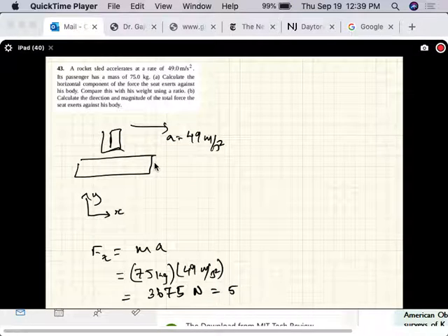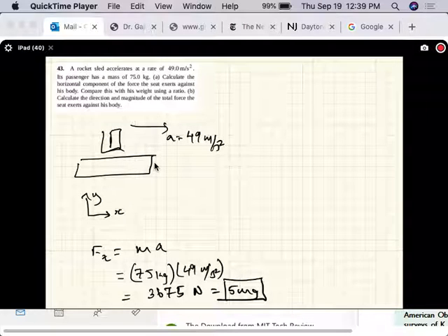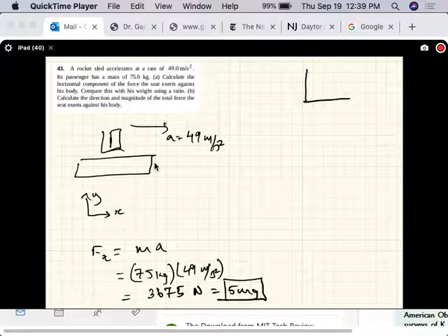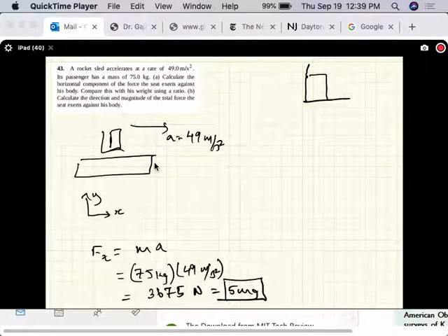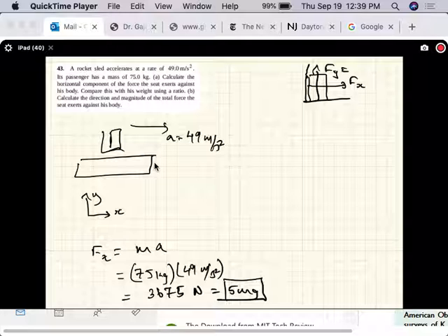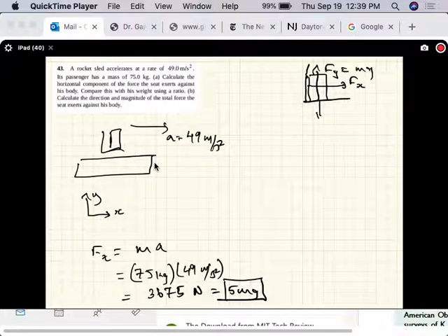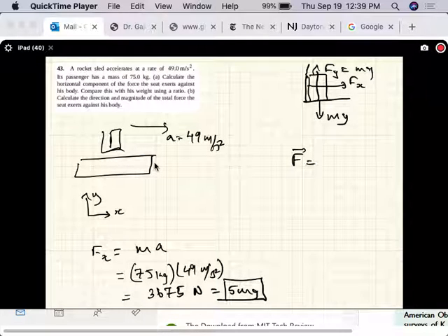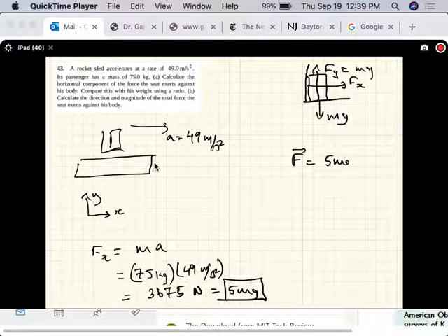That is 5 mg. So the horizontal force that the seat exerts on the person is 5 mg. Now the problem doesn't ask this, but there's the x component of the force, and the y component of the force that the seat exerts must be equal to mg. So the net force that the seat exerts on him involves both.